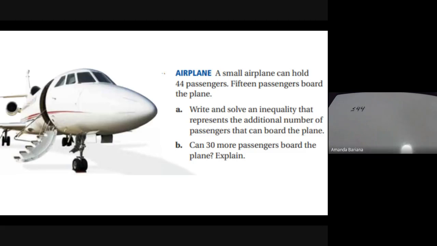All right, what do we have? Well, we already have 15 people on there, and we want to find out how many more. So to represent that with an equation, first I need a variable. So x is going to be my number of people.